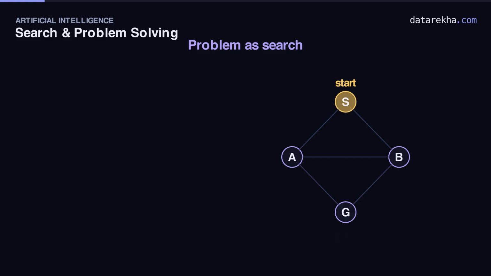A robot crossing a warehouse, a navigation app choosing a route, a program solving a sliding puzzle. They all face the same shape of task. There's a place you start, a set of moves you're allowed, and a goal you want to reach. We call this whole idea search, and here's the payoff. Once you write a task in this one standard form, a whole toolbox of classic algorithms can attack it for you. So let's build that form, piece by piece.